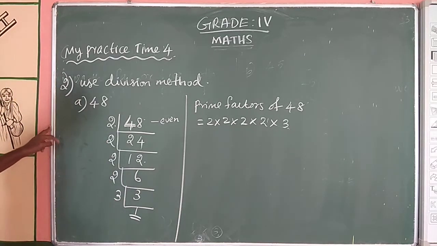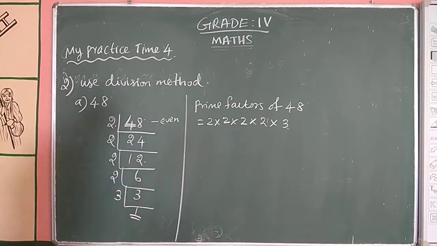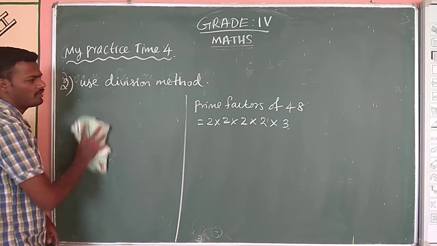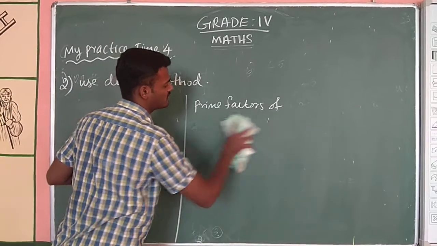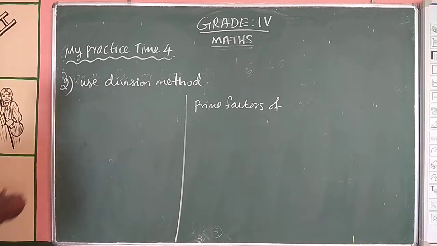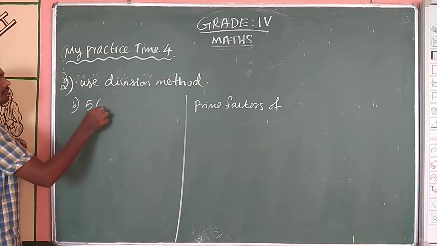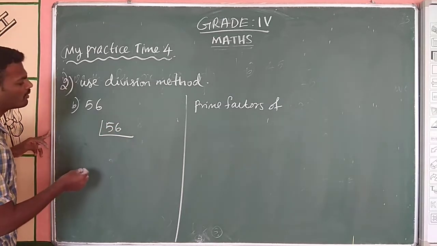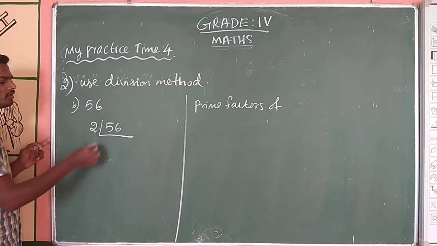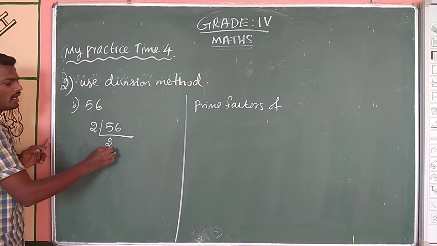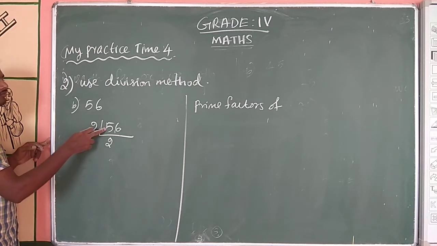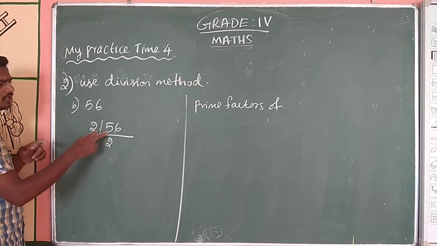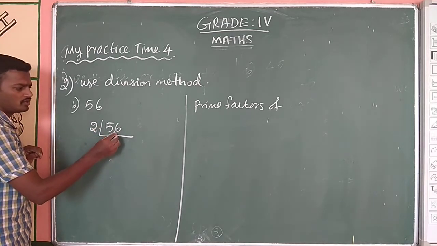Next sum, 56. Use the division method to find prime factors of 56. Question number B, 56. In the division method, 56 is an even number. So an even number in the second table, 2 comes 2 times, and the remaining 1, 16. So it is called 16.